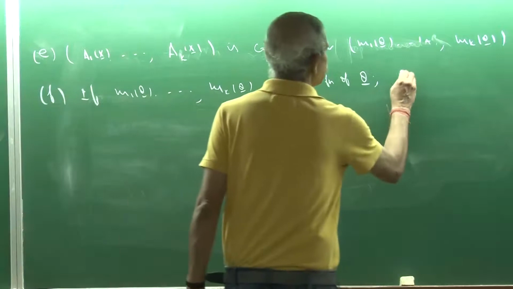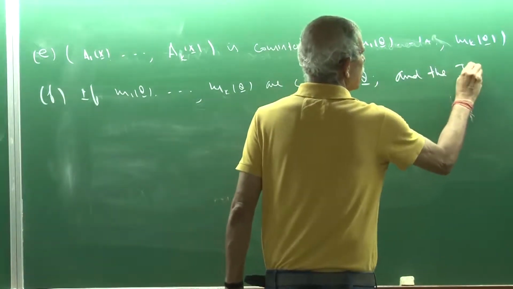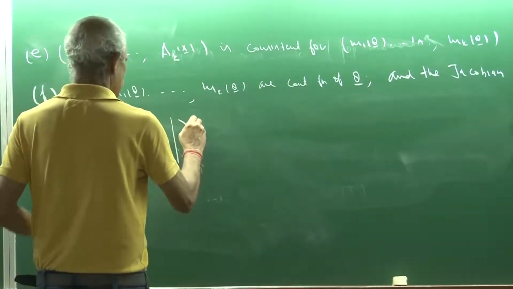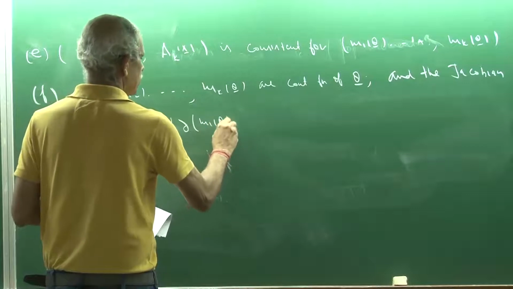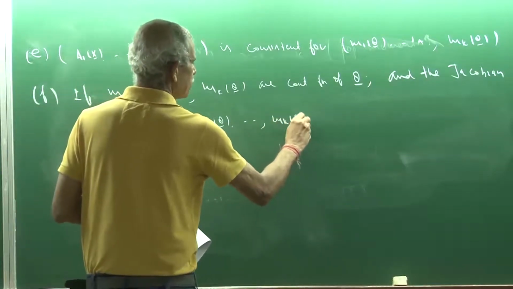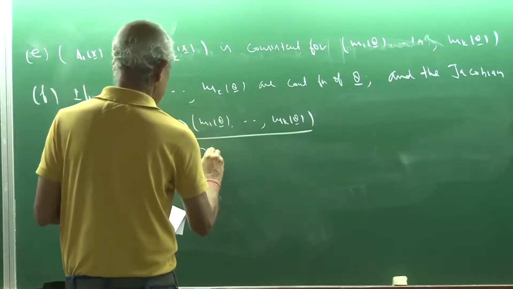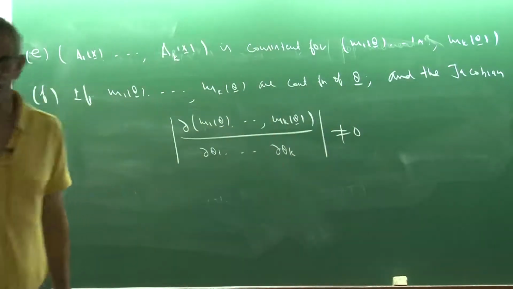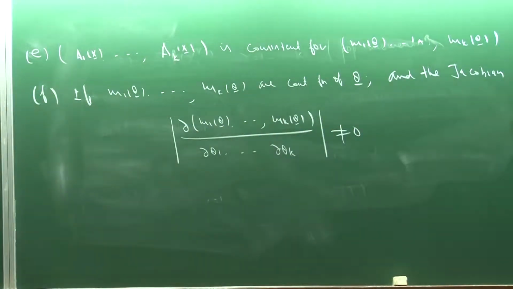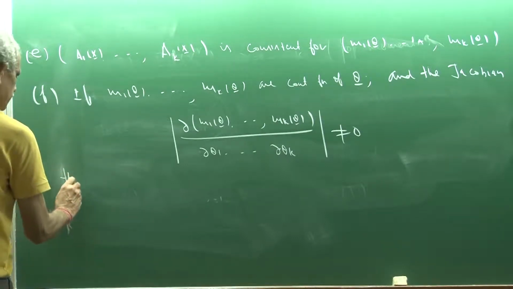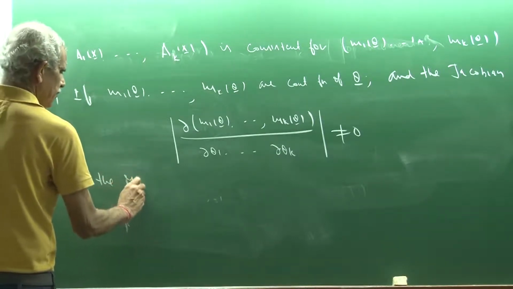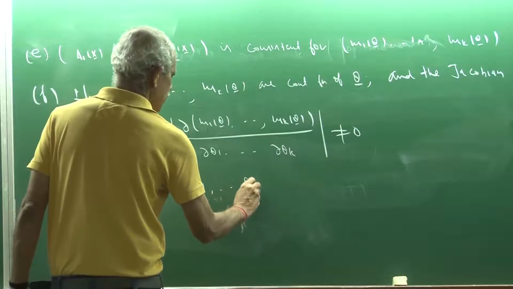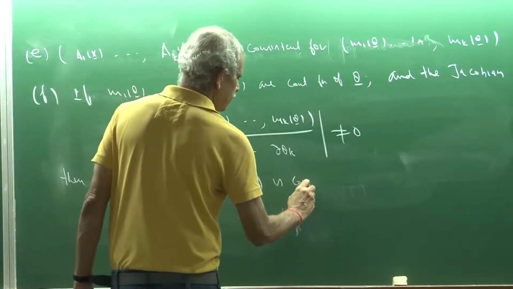And the Jacobian, which is the partial derivative of M1(theta), ..., Mk(theta), its determinant is non-zero, which ensures that the transformation is one-to-one, or the solution is unique. Then the MME theta hat is consistent.